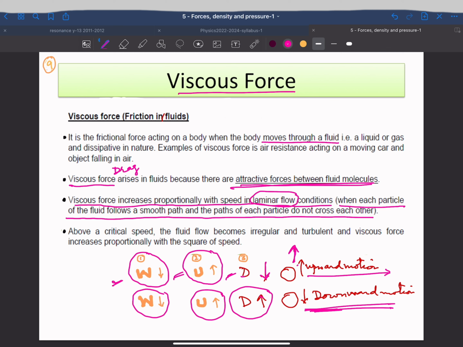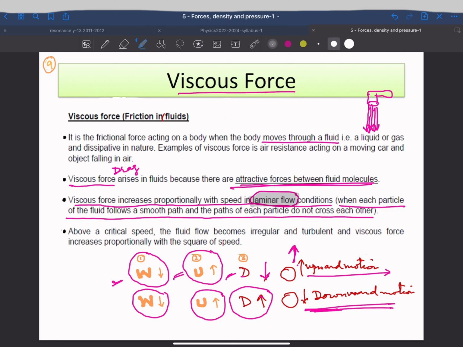Suppose you are using a tap here, you have a tap and the water is just going down. All the particles of the water are moving in a straight line parallel to each other, they are not crossing each other. So simply you can say that this will be the flow which is termed the laminar flow. All the particles are in the same direction. So what will happen when you have this situation? Viscous force increases proportionally with speed in laminar conditions. So this is very, very important.